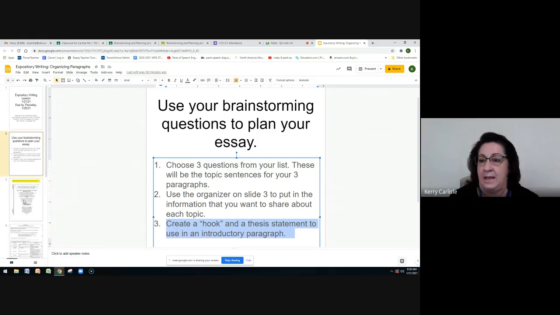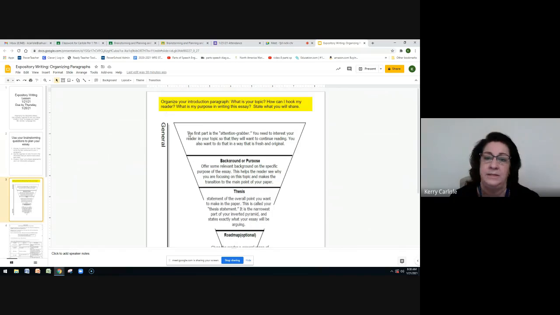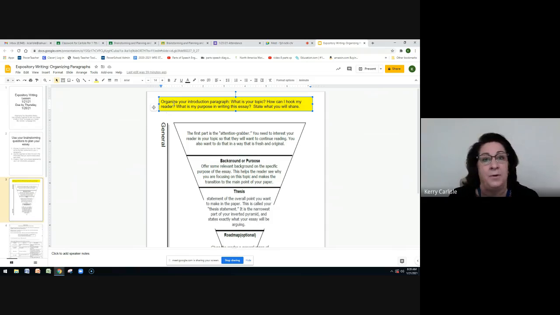So take a look here at slide 3. So this is informational for you. It's like, what am I talking about when I talk about the hook, the background, or the thesis, okay? And so basically on this page, it's just reminding you, you're organizing your introductory paragraph. What is your topic? And that's why you have to narrow it down. And how can I hook my reader? And what is my purpose in writing this?